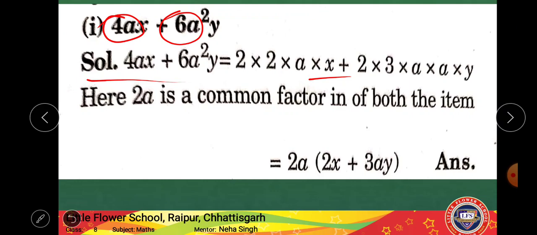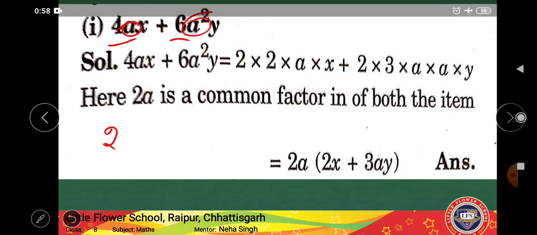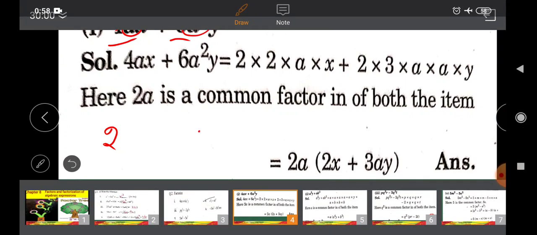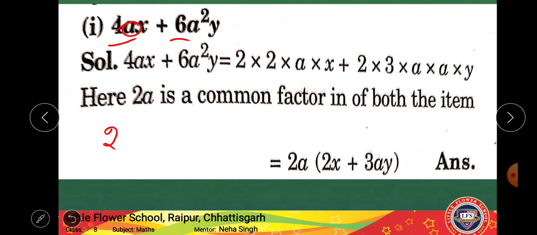Another method is, you'll see the question. See, from 4 and 6, in which table do 4 and 6 come together? In the table of 2, right? So 2 and a, we can say they are common, so we can take a common, right? A and a square, what is the lowest power of a? So 2a will be common, right?